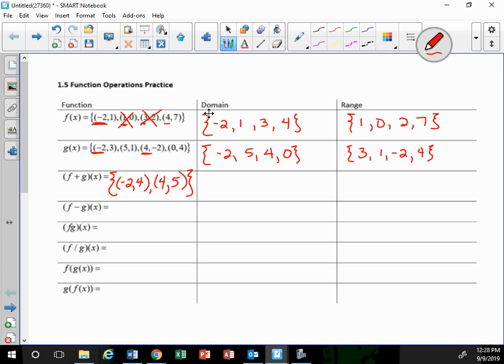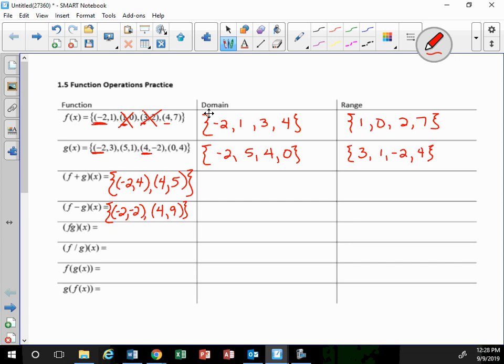So f minus g, I'm going to have the same x's, right? Those are the only two that match up, so that's what I'm going to have for f minus g. But I have to do the first function's y value minus the second function's y value. So -2 is going to go with -2. What about 4? What's that going to go with? 9. You with me? Okay.